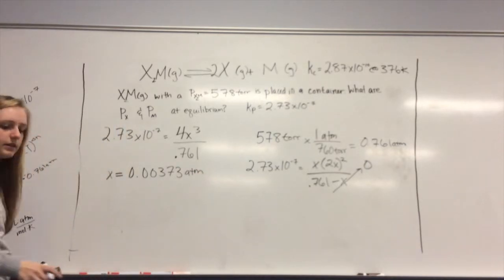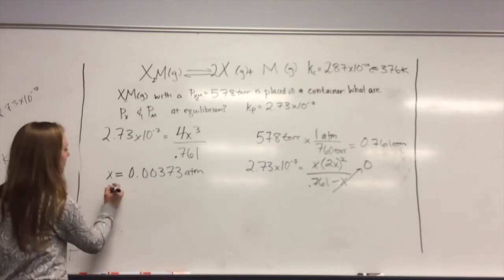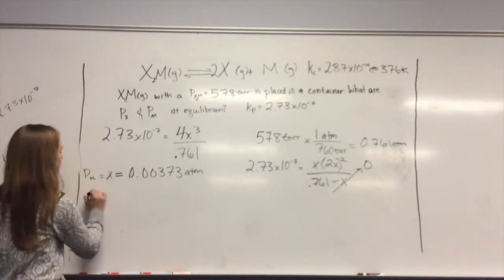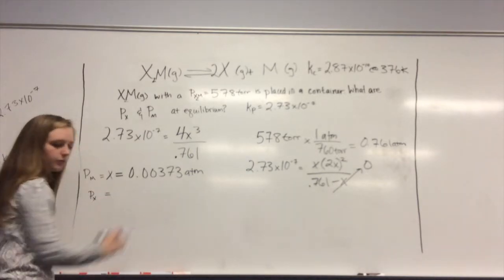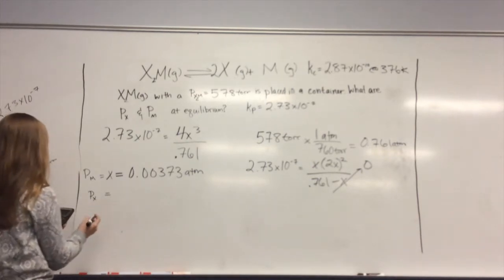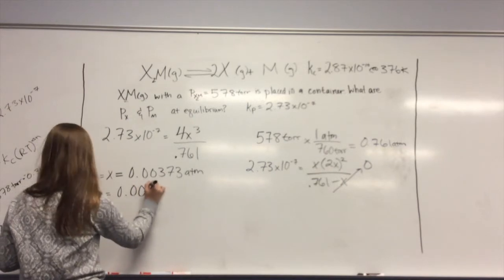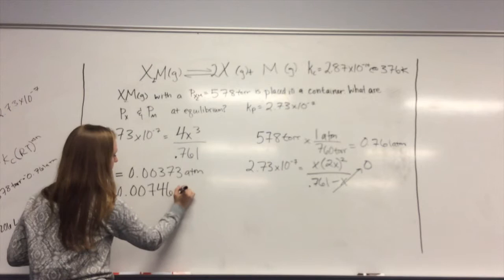And we know that this is the partial pressure of our M gas, but to find the partial pressure of our X gas, we need to multiply this by 2. So we get that our partial pressure of X gas is 0.00746 atmospheres.